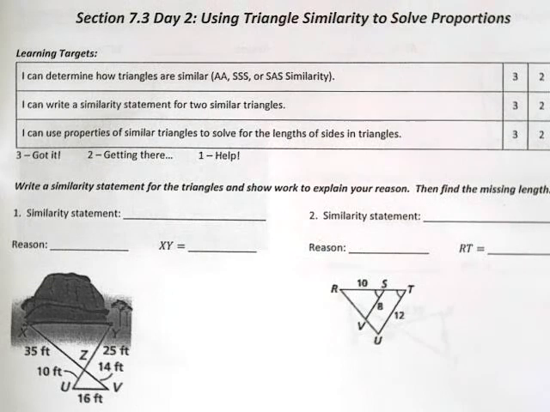Class, welcome to day 2 of 7.3 Triangle Similarity. Today we are going to focus on using the fact that we have similar triangles to solve for missing pieces, missing side lengths. Okay? So, these problems will have two steps. The first step is figuring out whether or not the triangles are similar. Once you figure out that the triangles are similar and you give your reason and you have your similarity statement, then we can set up proportions to find a missing side length.